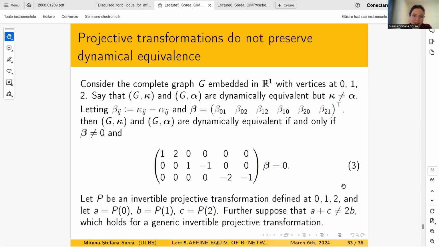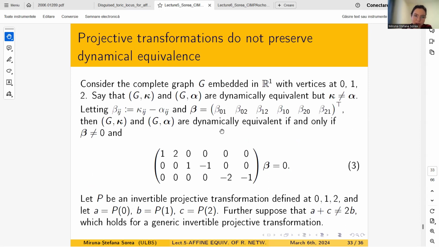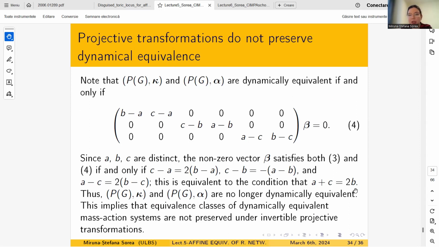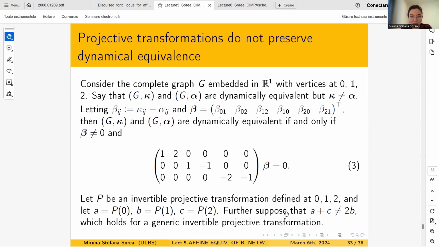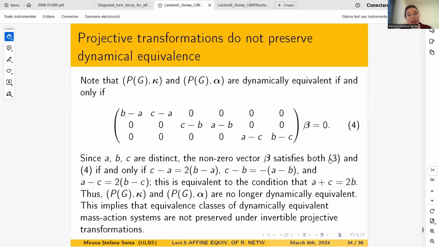So A, B, C satisfy both the dynamical equivalence between P of G and between the images, and the dynamical equivalence between the initial graphs, if and only if A plus C equals B. But we suppose that A plus C is not B, precisely because of what we saw previously in this theorem. So we got a contradiction.